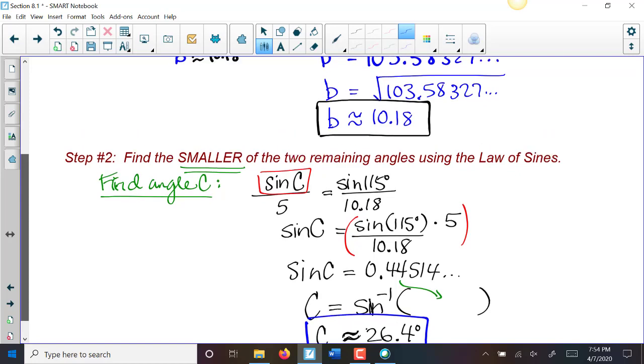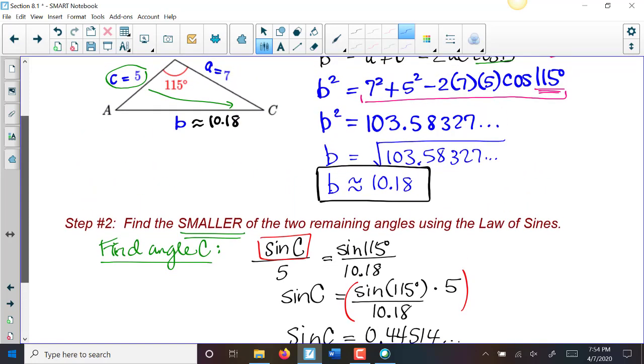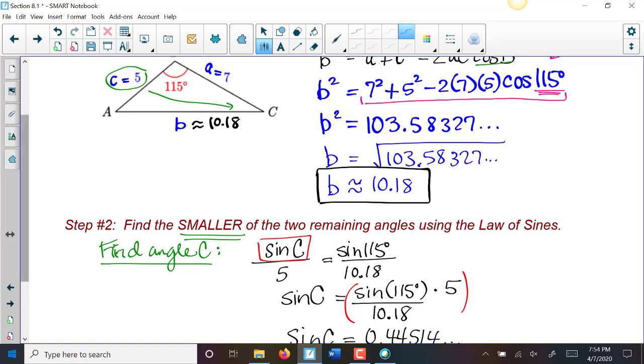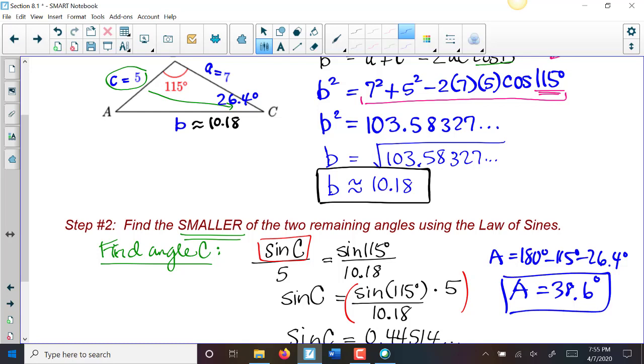And then what do I need now? I need the third angle, which is angle A. So if this one is 26.4, then I know the three angles add up to 180. So A is going to be 180 minus 115 minus 26.4, which is 38.6, I believe. Okay, so we now have the measures of all three angles and all three sides.